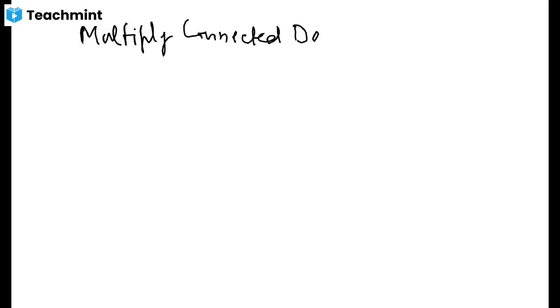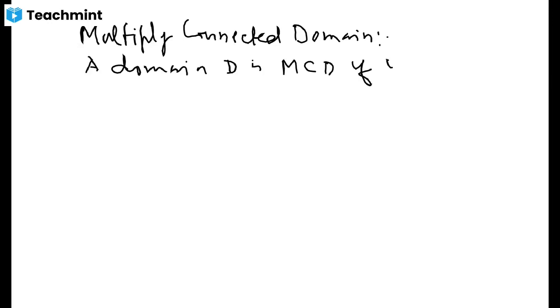Simply connected domain, but let me tell you about another type of domain, which is called a multiply connected domain. A domain D is a multiply connected domain if it is not a simply connected domain.